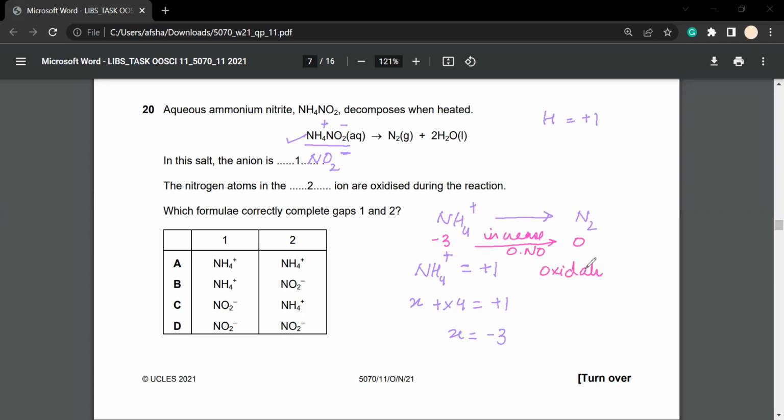Okay, so here if we look, we will have option C as the correct option, because NO3 negative is an anion, and here we can easily see that when the ammonium ion is converted to nitrogen, the nitrogen atom's oxidation state is changing from -3 to 0, which proves that the nitrogen atom is being oxidized, which is the demand of the question. So option C is the correct option for this particular question.